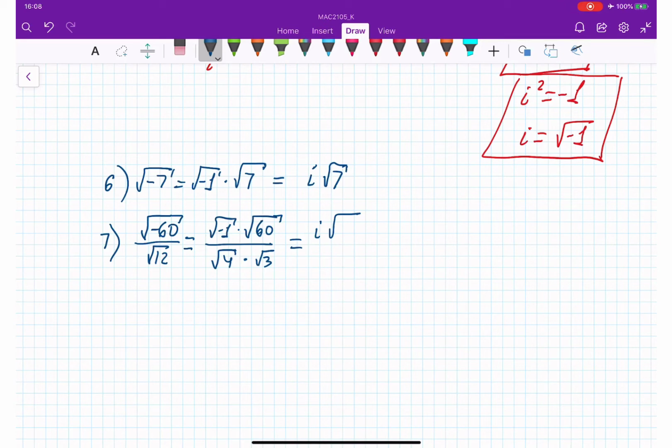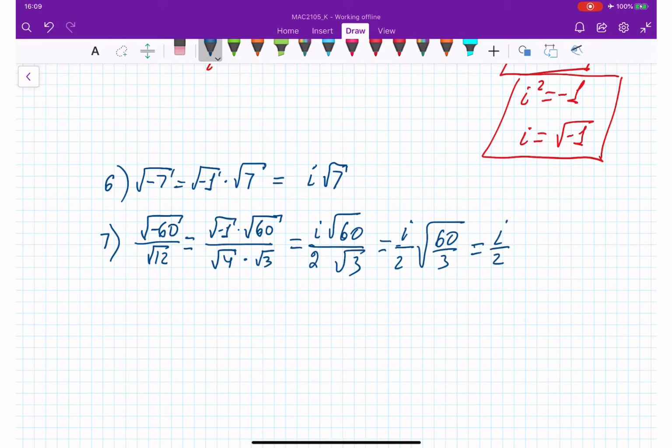Let me see if there is an easier way. I have 2 ways, so let me show you both. I can put square root of 4 is 2, and I will have square root 60 here, square root 3, right? Okay, and that will be i over 2, so square root 60 over 3 is going to be square root 20.